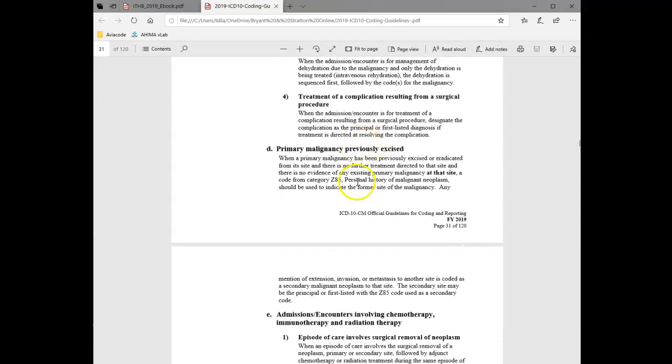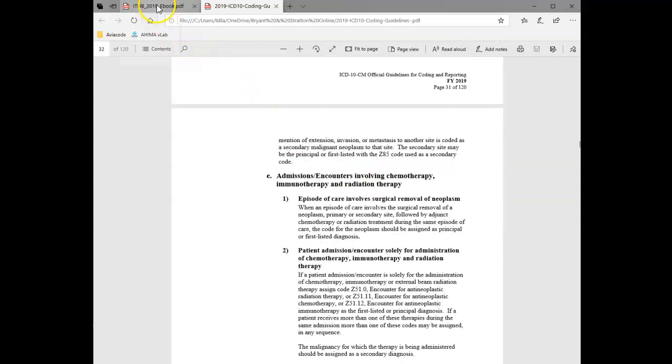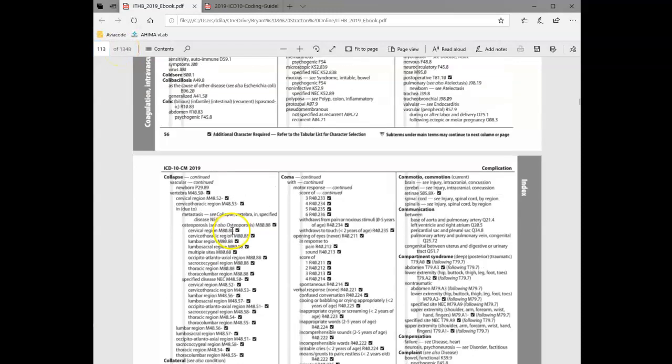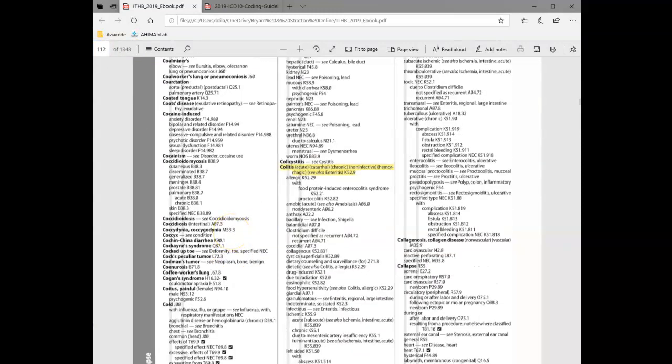So we will come on over to the code book actually and take a look at colitis. So we're right here in our index and we're going to start taking a look at the effect of some of those conventions, right? We have a lot of parenthetical phrases here. And what this is telling us is that for the term colitis, if the physician is stating chronic colitis or non-infective, hemorrhagic, that we are to use this code K529.